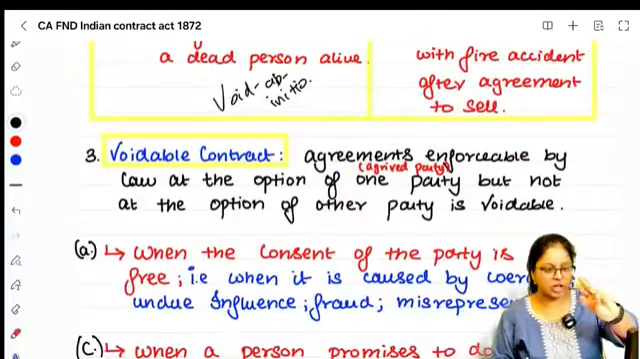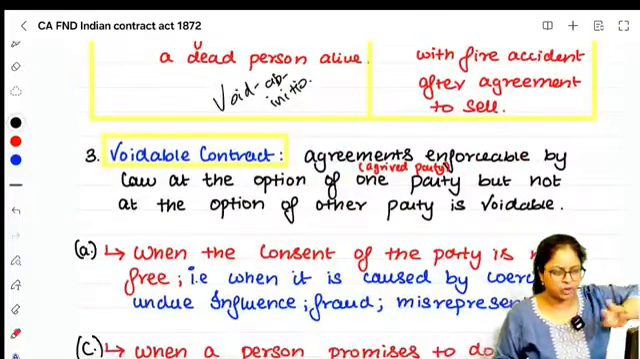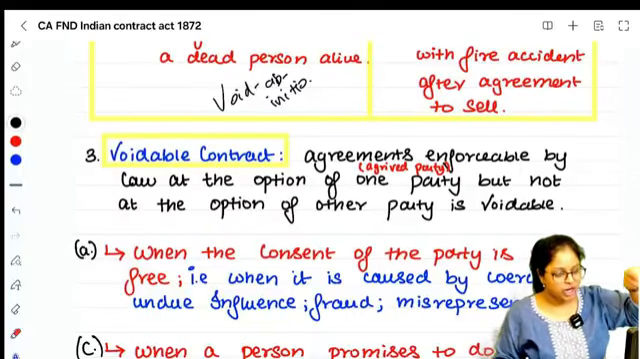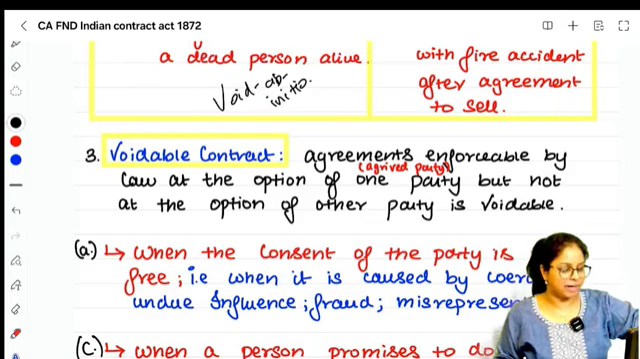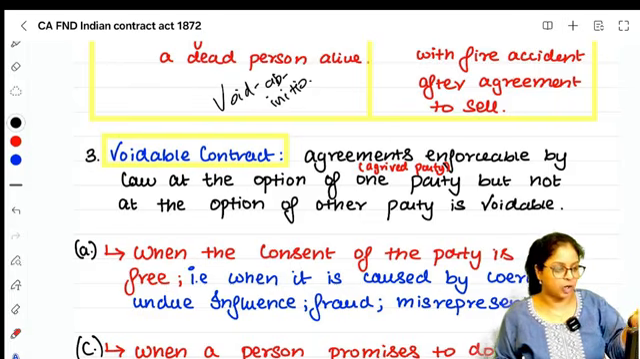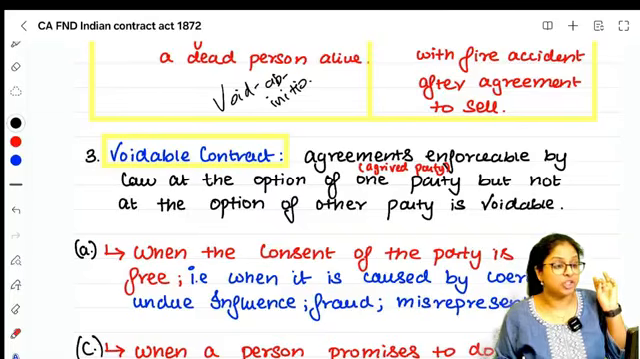So void, valid contract done, and a valid contract definition is not there. You have to fulfill 2H plus section 10, then it becomes a valid contract. Void contract is what? 2J. Void agreement is 2G.